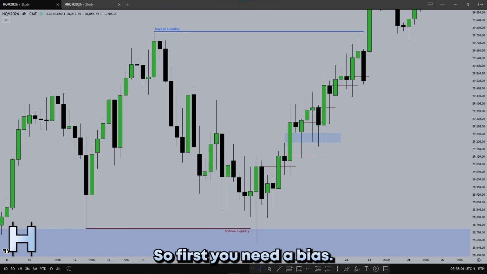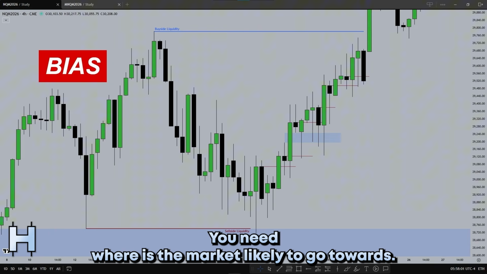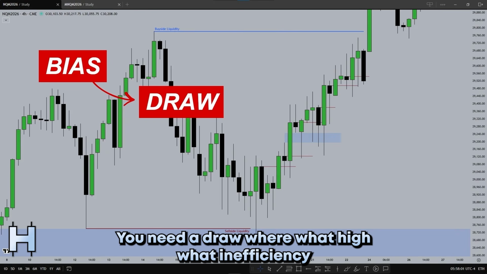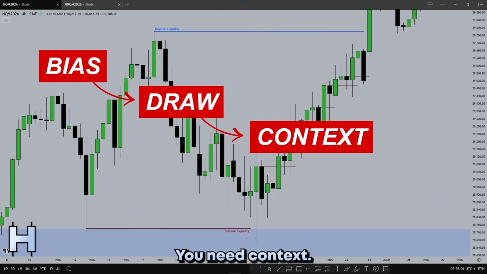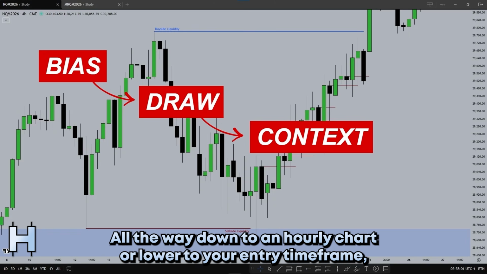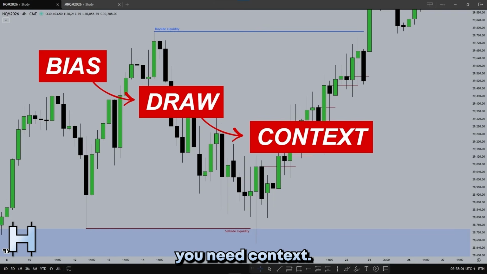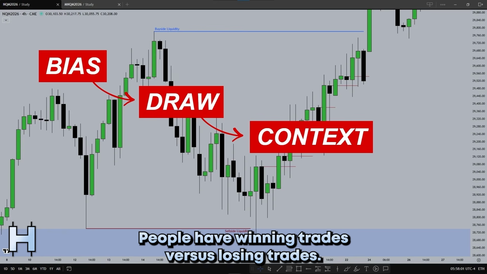So first, you need a bias. Where is the market likely to go towards? You need a draw. What high, what inefficiency is price likely to gravitate to? And that will be your take profit. You need context. So going from a weekly chart all the way down to an hourly chart, or lower to your entry time frame, you need context. That's the main thing that makes people have winning trades versus losing trades.